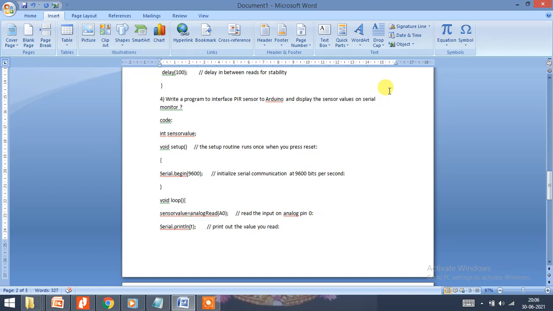This is about the different programs on Arduino. The array of LEDs has been explained while showing the experiment itself.